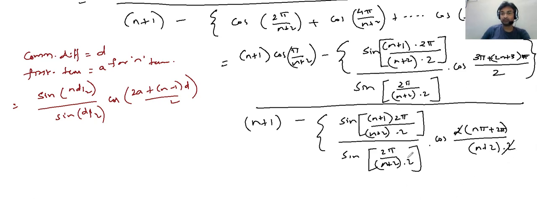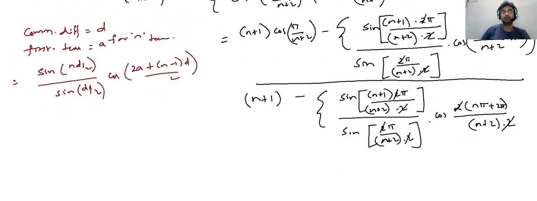Again 2 cancel, here also 2 cancel, here also 2 cancel, 2 cancel over here, 2 and 2 cancel over here. If I just simplify this particular thing over here, so what I can do is, let's just simplify it over here. Okay, so I will have n plus 3 divided by n plus 2 pi with me. Yeah, that is more simplified version.